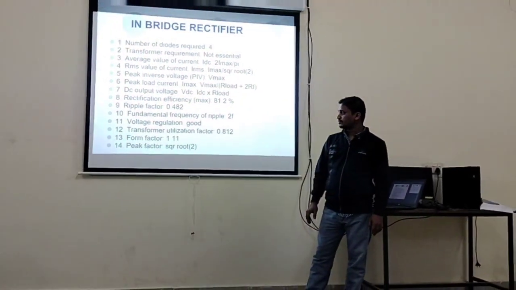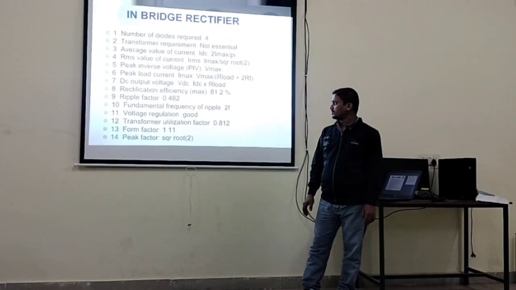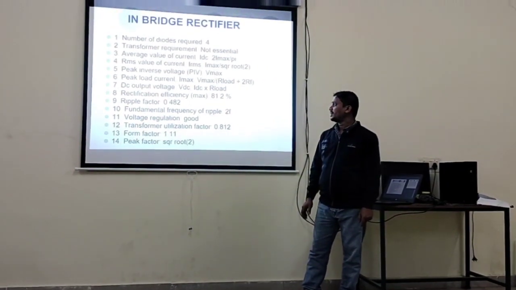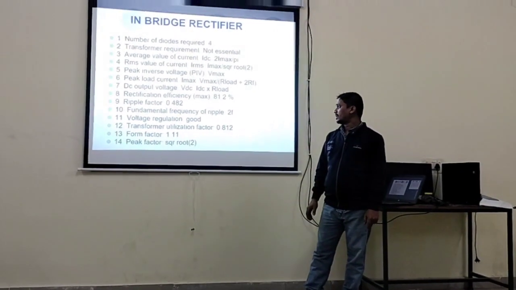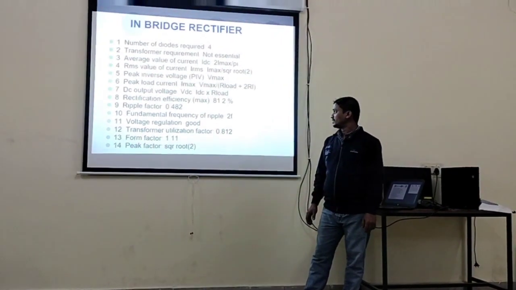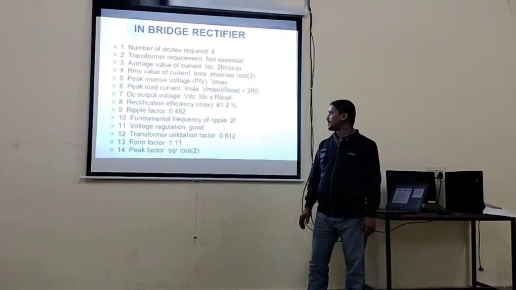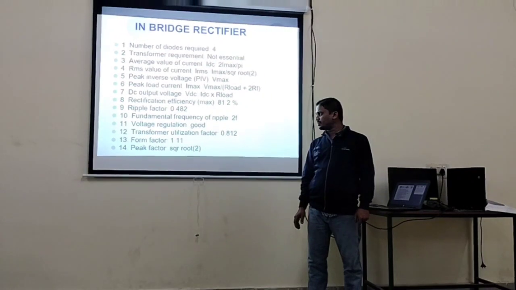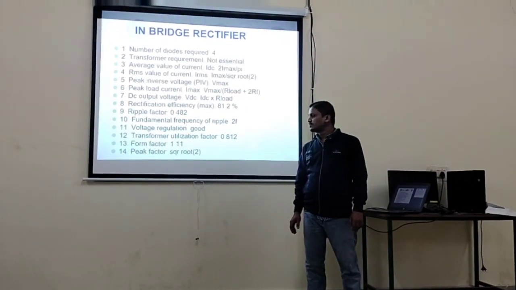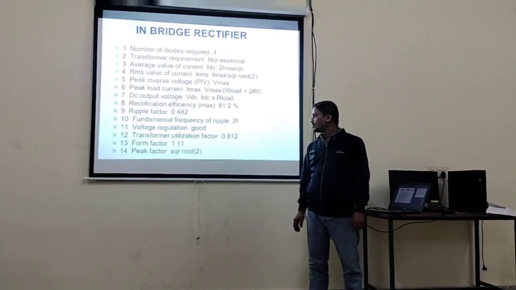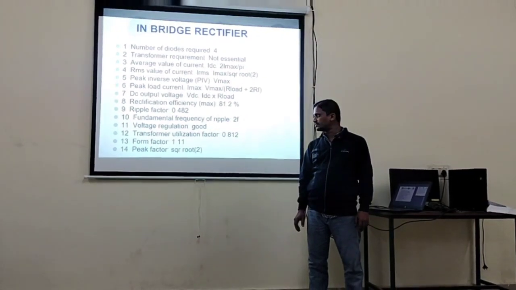Point number 6. Peak load current. It is I max equal to V max by RL plus 2 RL, where 2 RL means 2 forward resistance. Point number 7. DC output voltage means VDC equal to IDC into RL, the load resistance.